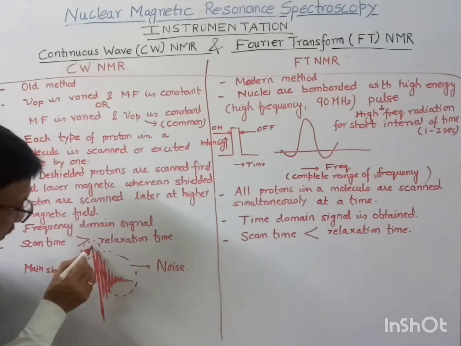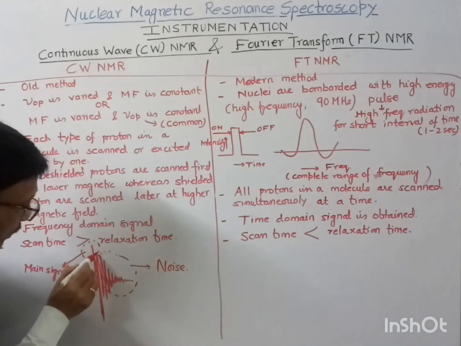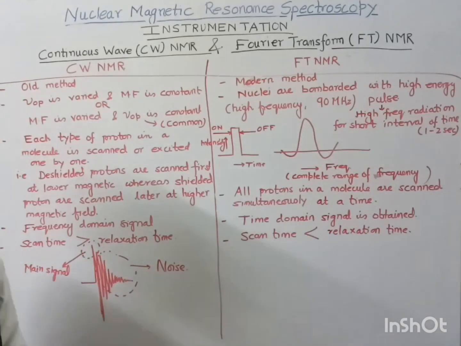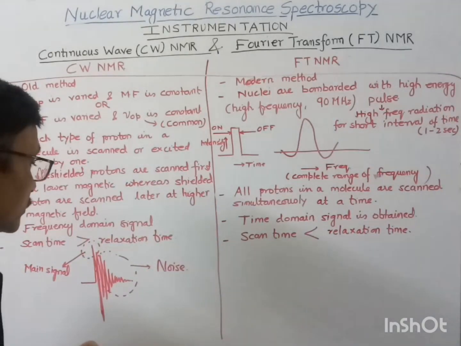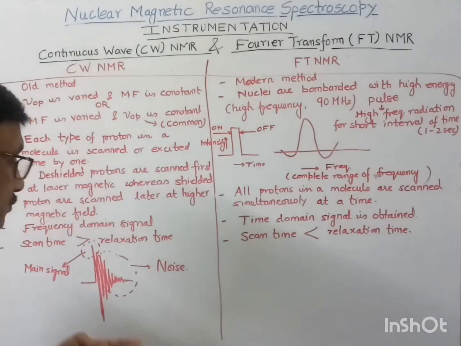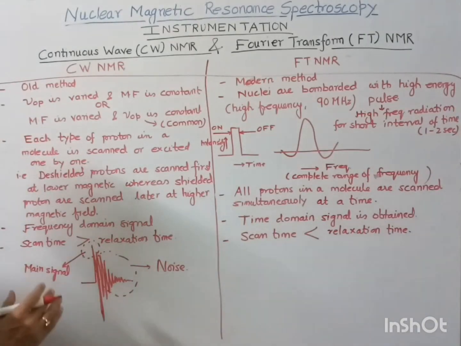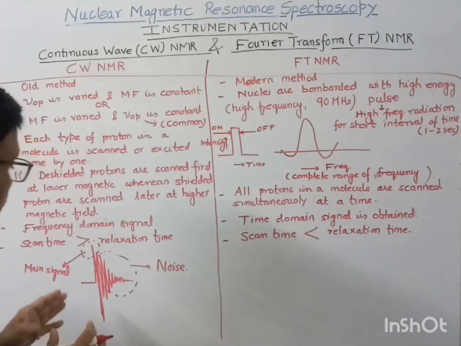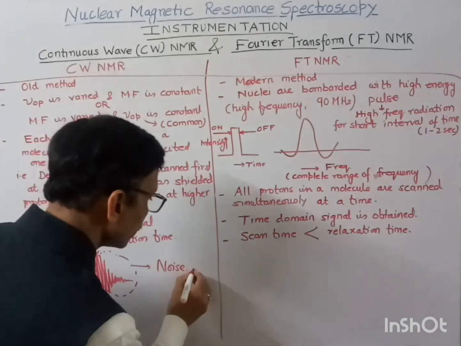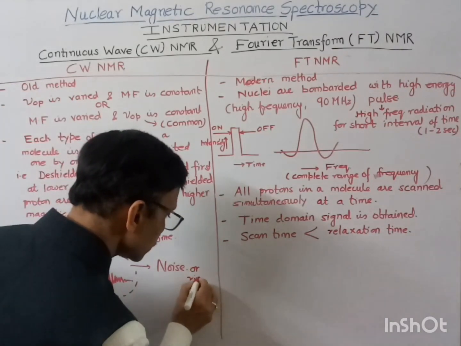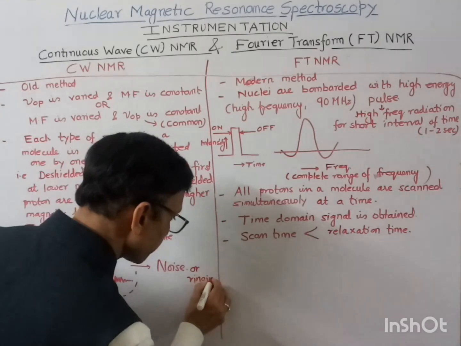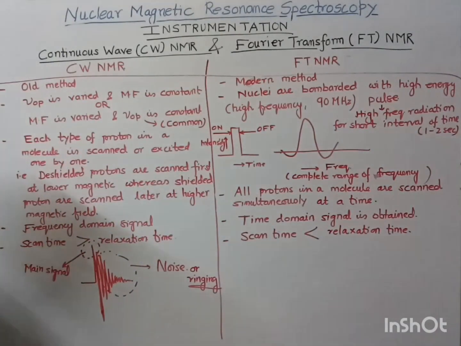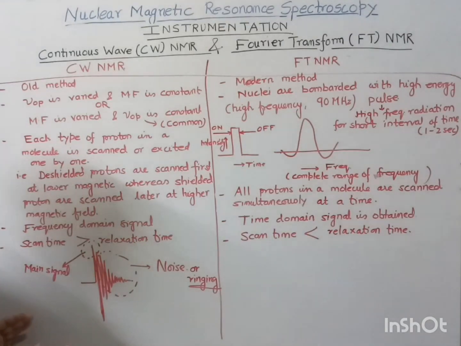If you see the signal and noise ratio, the noise is touching the signal also, so that's why the signal to noise ratio is not very high, it is quite low. This ringing is called either noise or ringing, it is also called ringing noise.